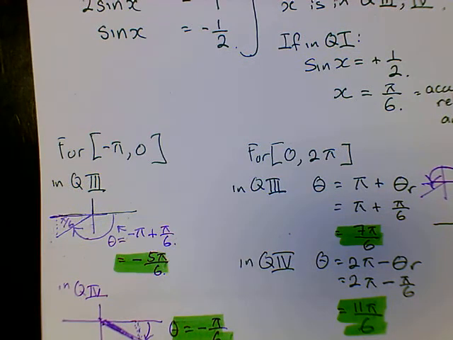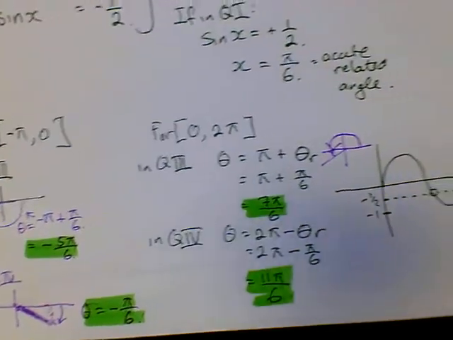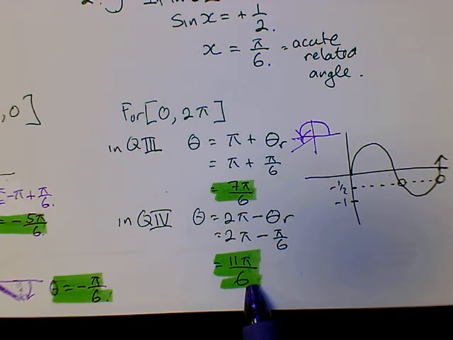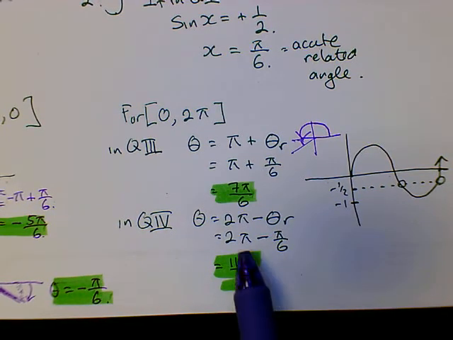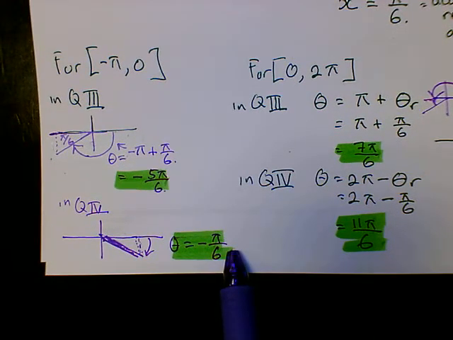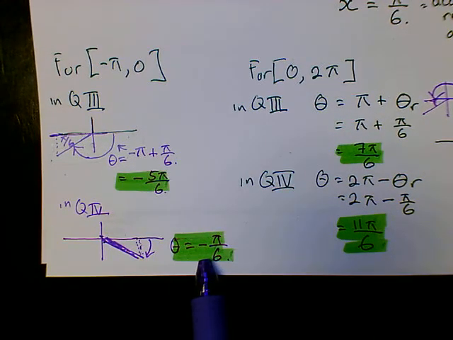Okay? That's it. Yes? Isn't it negative here? The negative 11 over 6? Shouldn't it be negative? No, not 2 pi, this one. Yeah, it is negative. Negative pi over 6. I just copied it down.